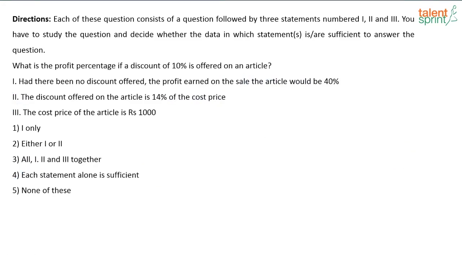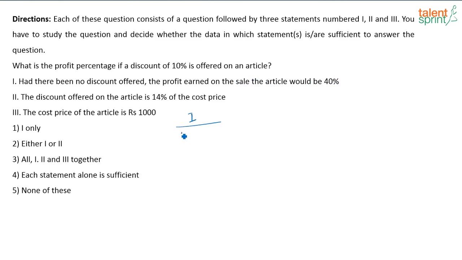What is given? What is the profit percentage if a discount of 10% is offered on an article? Okay. So there is a 10% discount. We have to find the profit percentage. First statement says, had there been no discount offered, the profit earned on the sale of the article would be 40%. So let us look at the first statement first.